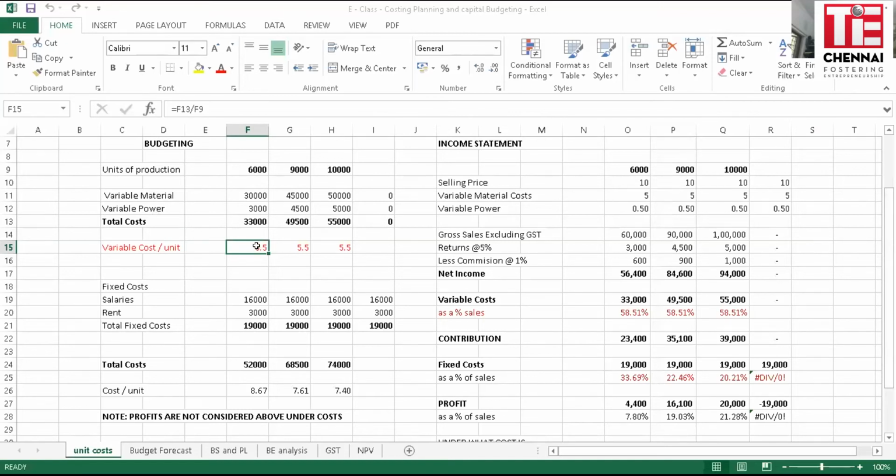Now, where my cursor is placed, it's 5.5. And therefore, your variable cost is 5.5: variable material cost is 5, variable power is 0.5. You'll see only one. So if I'm on Excel, you will not see the other one. So let's move on to that.